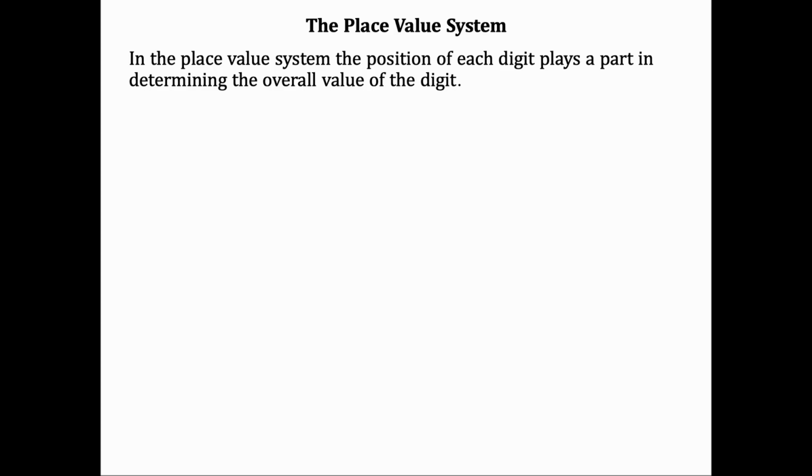In the place value system, the position of each digit plays a part in determining the overall value of the digit. Consider the number 111. It's a sequence of 1s.